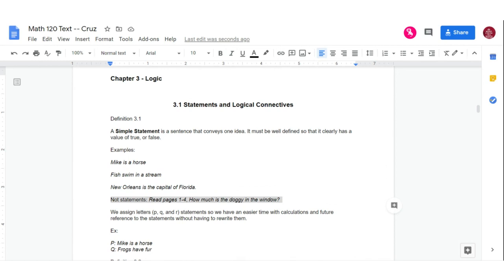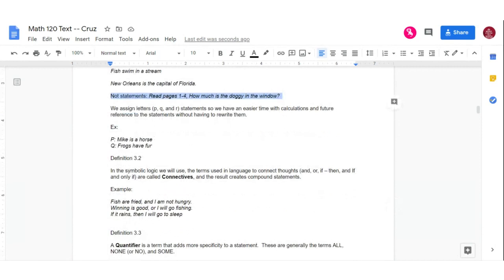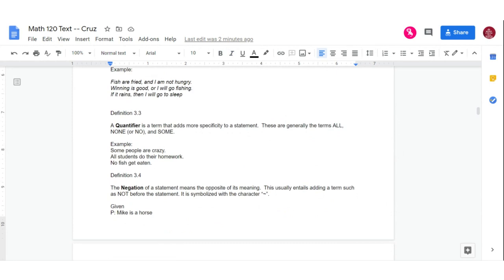Well, we're doing something similar in here, because rather than write out a statement over and over, we define it as having a particular letter, and that's the typical way you do it. Generally, the letters you use are P, Q, and R. You don't generally have more than three statements at this level of logic. But if we wanted to define Mike is a horse as P, then instead of saying Mike is a horse over and over, we would just use that letter P to represent that statement wherever we wanted until we redefined it again. Same way, if you wanted to identify Q as frogs have fur, then that's how you would do it. It doesn't usually use an equal sign, it's a colon, but that's the first thing that you would do when you're talking about symbolic logic, is to define what your statements are.